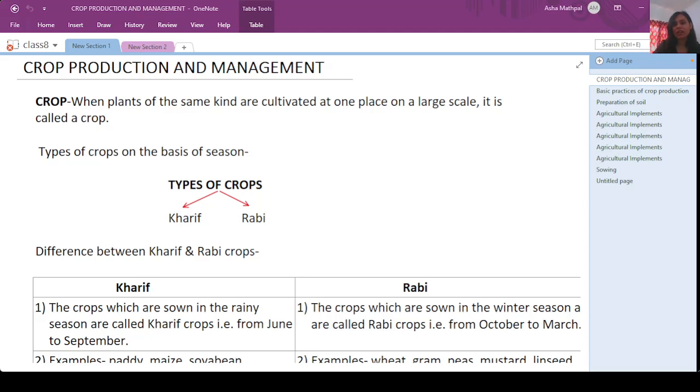In today's session, I will be starting with class 8 science and I will be taking up the first chapter, crop production and management. So let's begin today's session. The chapter crop production and management is the first chapter of class 8 biology.